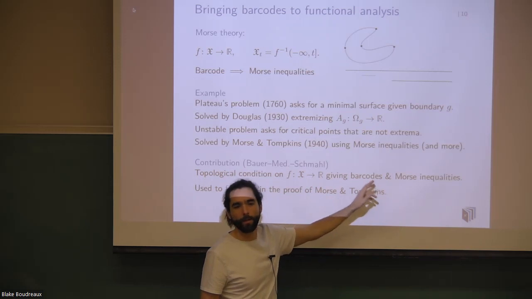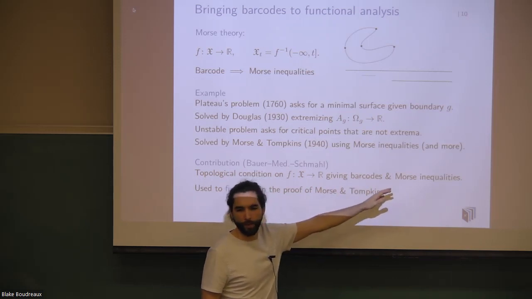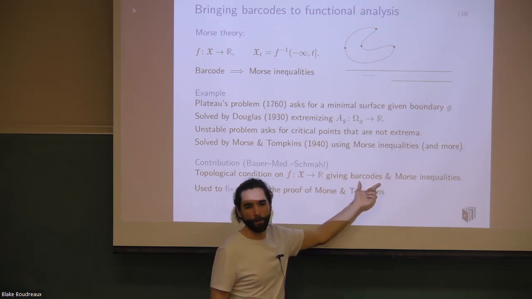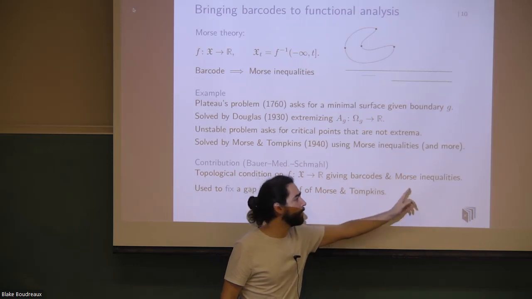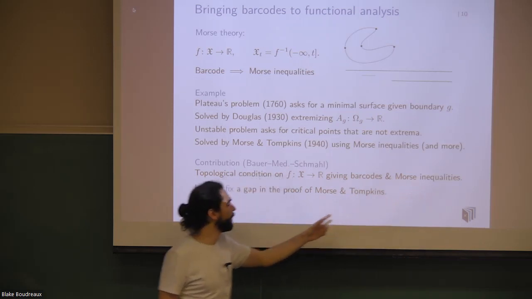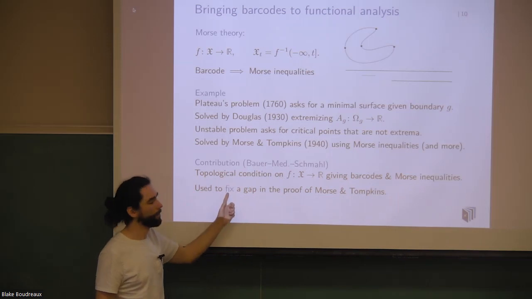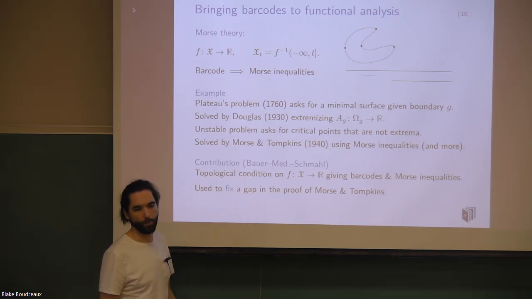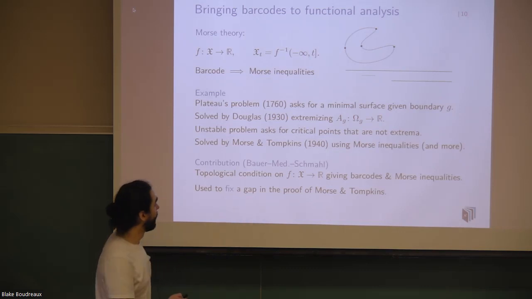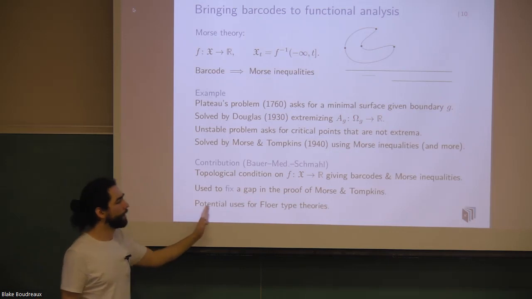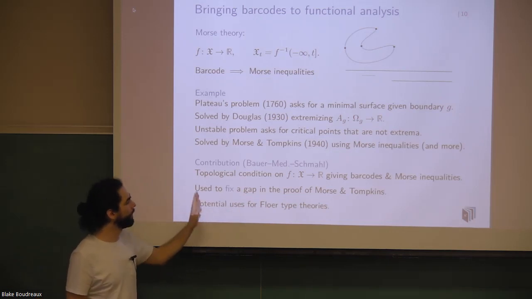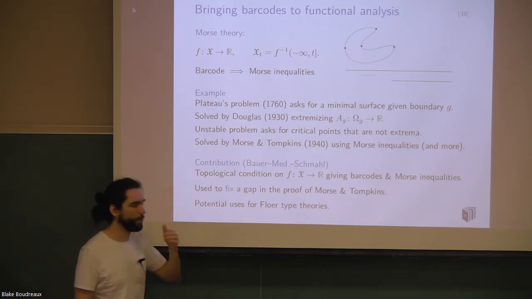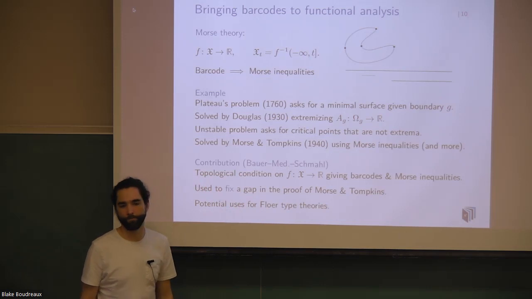This is the nice thing, because Morse didn't have a structural thing. Persistent homology gives us a structural invariant, the barcode, and from it, the shadow is we have Morse inequalities, and that's what was used by Morse and Tompkins for their proof of the unstable minimal surface theorem. But unfortunately, that proof had a gap, which we fix. And I should also mention that this line of thought has also been considered in the context of Floer type theories.